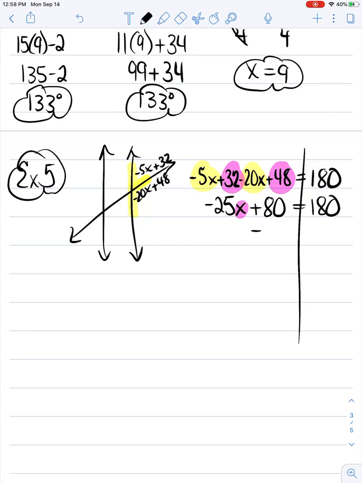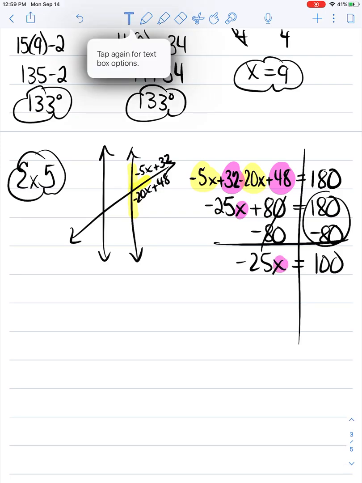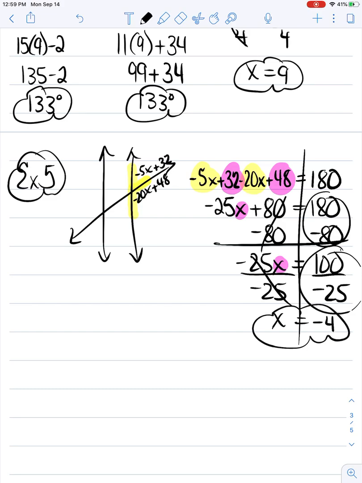So next I need to subtract 80 from both sides. So I get negative 25x equals 100. And then I need to divide both sides by negative 25. So that gives me x equals negative 4. So now that I know what x equals, now this is the same. Plug in your x to find your actual angle measures. So I've got negative 5x plus 32, and I've got negative 20x plus 48.